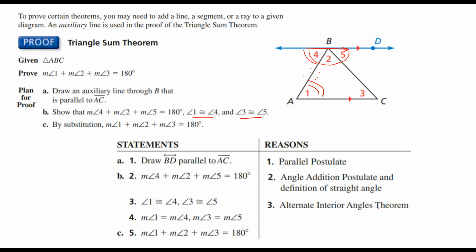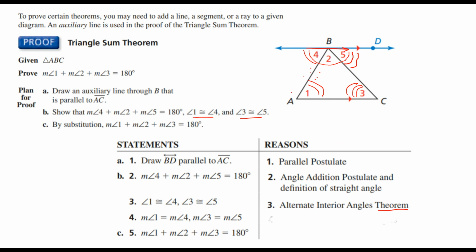And again, knowing the word theorem versus postulate, not too big of a deal. If you called it postulate, that's fine. Really, we're just looking for that's what alternate interior angles are. And then we also have that angle 3, I'll use 3 arcs here, has to be congruent with angle 5. And again, that's because of alternate interior angles.